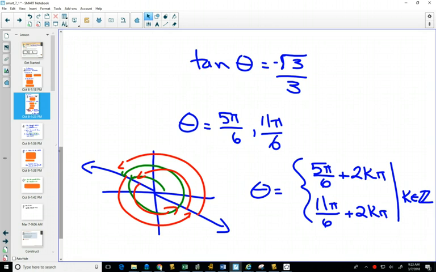And this is how we're going to write our answers for the general solution. We're going to find our answers between 0 and 2 pi first. Then we're going to take our answers from 0 to 2 pi and add 2k pi, because if I add 2k pi, that would go all the way around and end in the same place as the one from before.